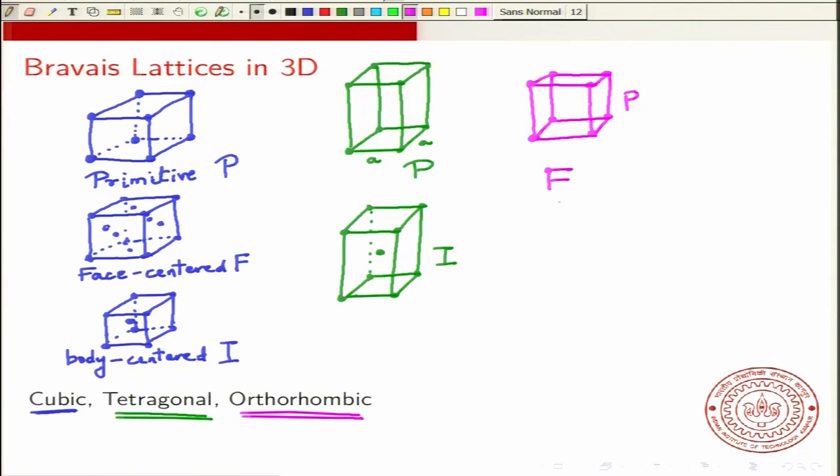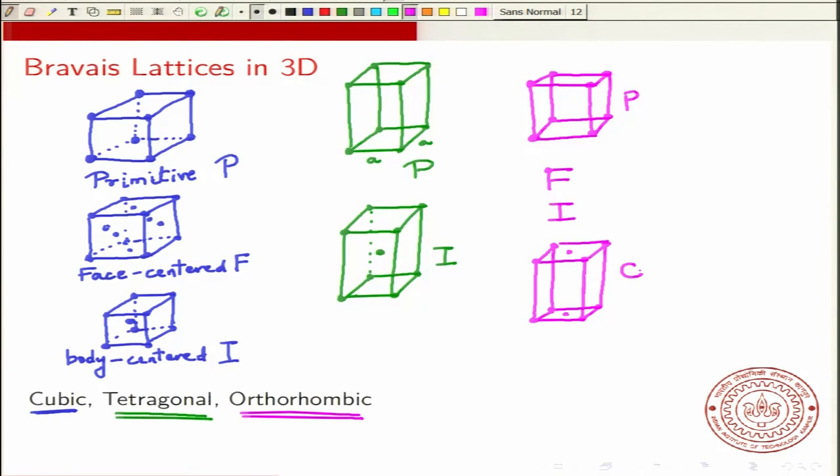You can have a face centered, you can also have a body center. In addition, in the case of the orthorhombic lattice, you have a fourth type of lattice, which is referred to as a C center or a C face center. So in this case, only one, or rather two of the faces contain an extra point. These two faces, this is called a C-centered orthorhombic.